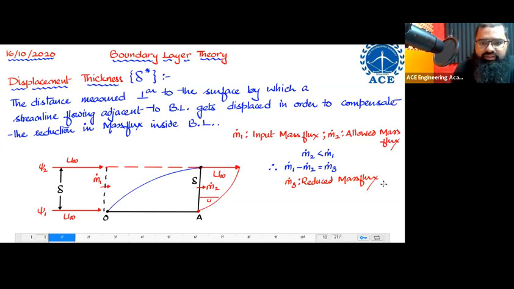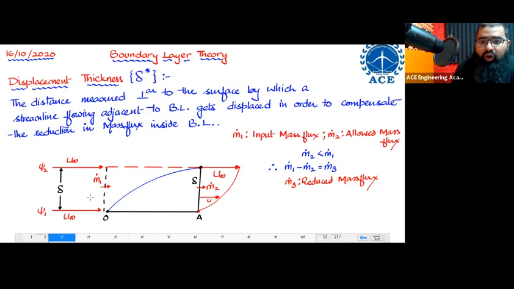So there are three mass fluxes over here. One mass flux is m dot 1, which is input to the system. One mass flux is m dot 2, which is going out. But the problem we are having is m dot 2 is having lesser value compared to m dot 1. Therefore, there has to be some mass flux, which is reduced mass flux. That understanding is very important for this concept. If you understand that, the rest of it is easy.